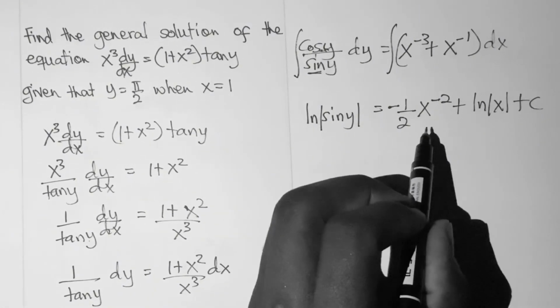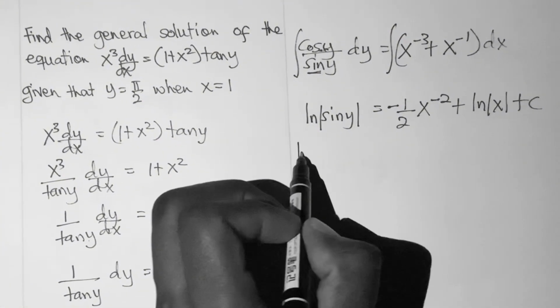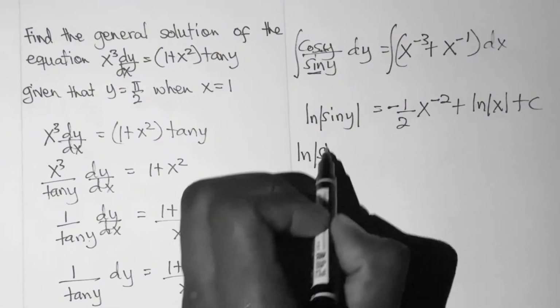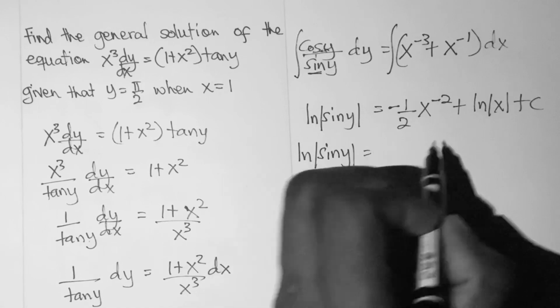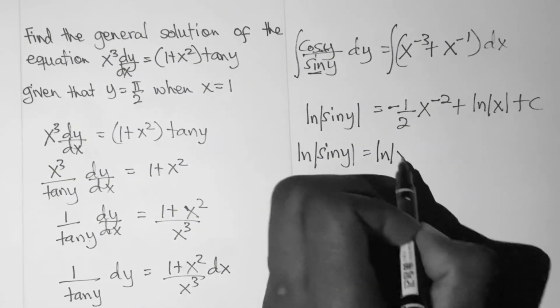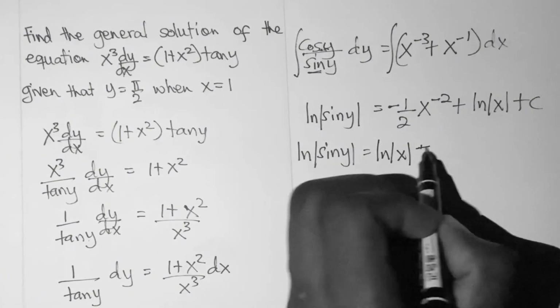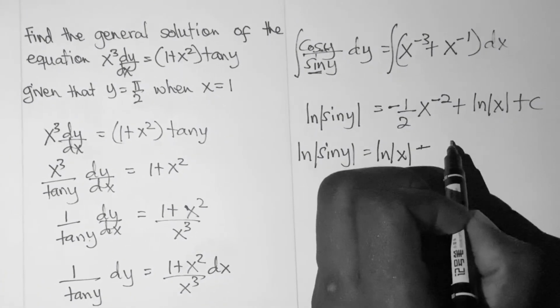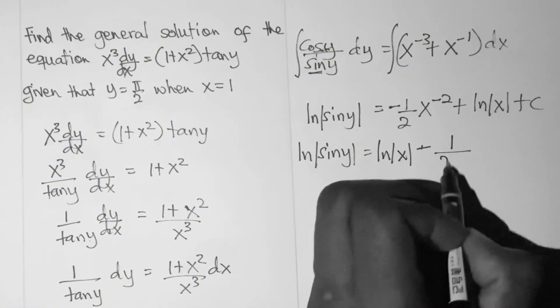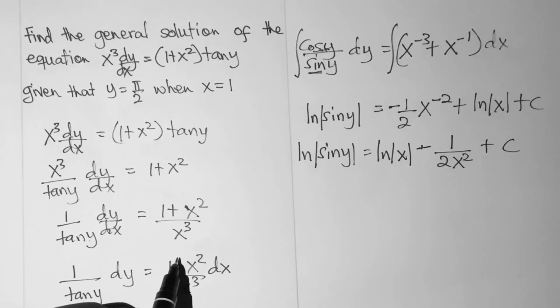So now let's proceed. Let's rewrite this. So this becomes the natural log of the absolute value of sin y equals, let's write the natural log of the absolute value of x first. Then now minus, here becomes 1 over 2x squared, then plus the constant of integration c.